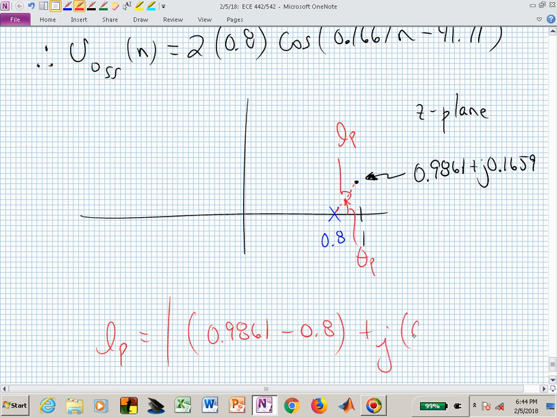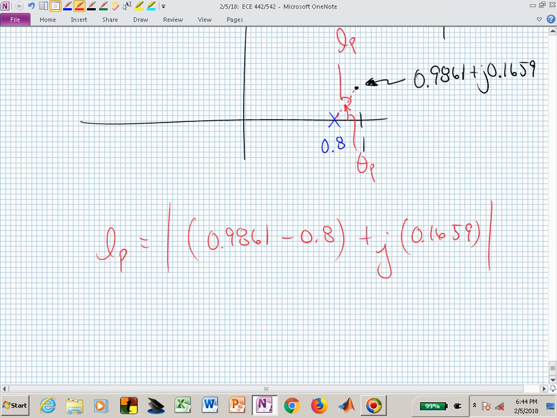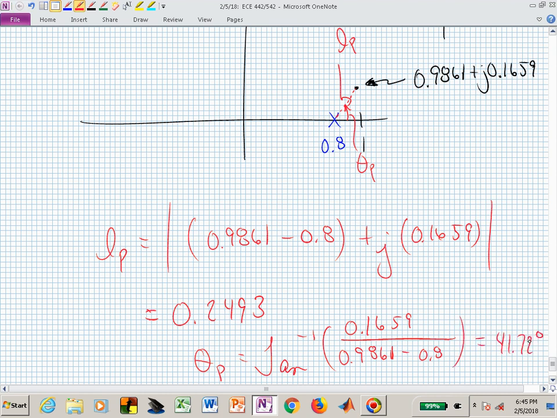And the vertical direction is 0.1659 to give us an L sub p of 0.2493. And for the theta sub p, we have a vertical change of 0.1659 and our horizontal change is the difference between that 0.98 and the 0.8.